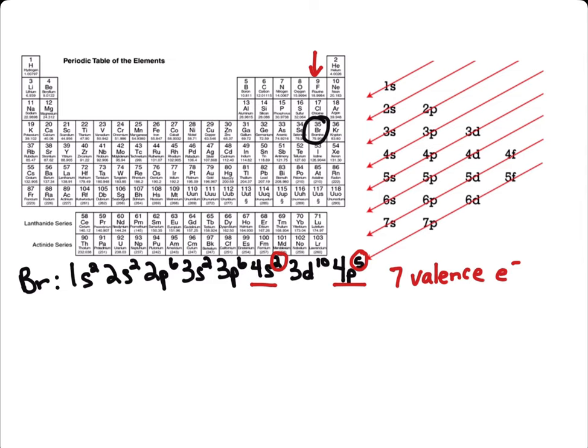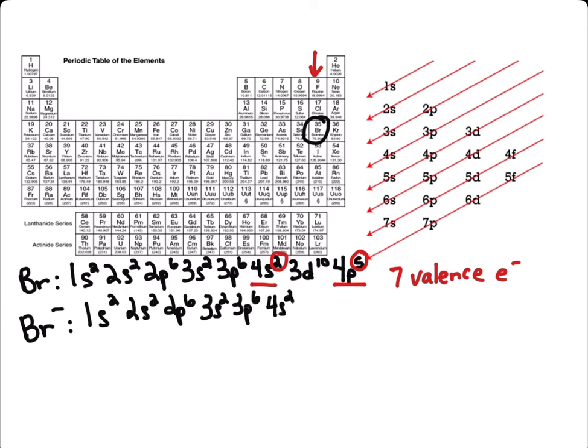Now, if bromine were to behave as an ion, what would it behave as? It would behave as an anion. And what do anions do? They gain electrons. So a neutral bromine has 35 electrons. Br minus would have 36 electrons. So I'm going to add one more electron.